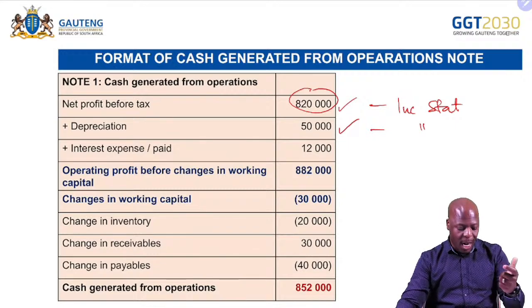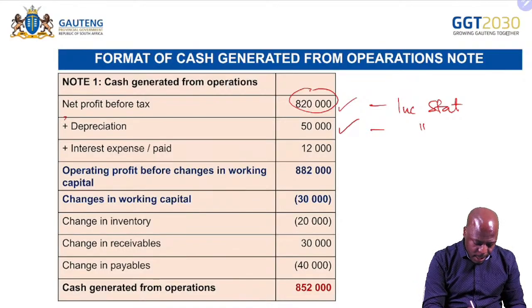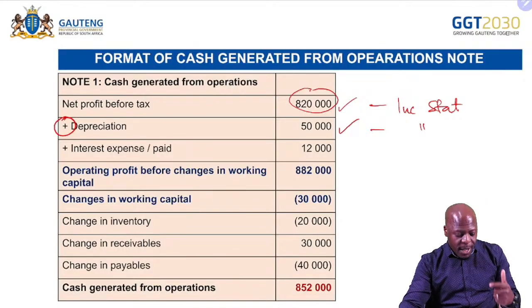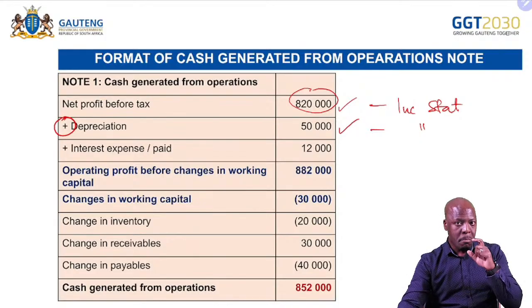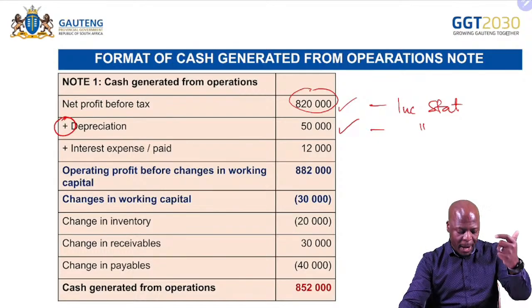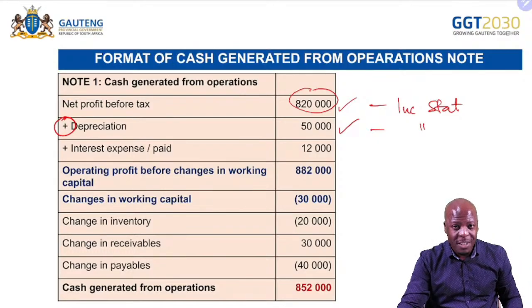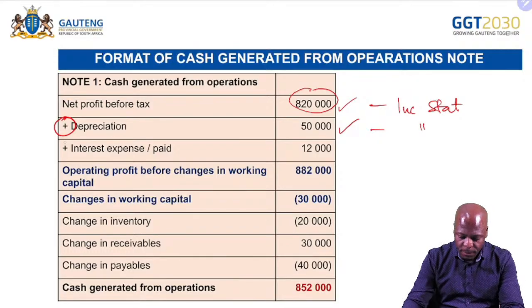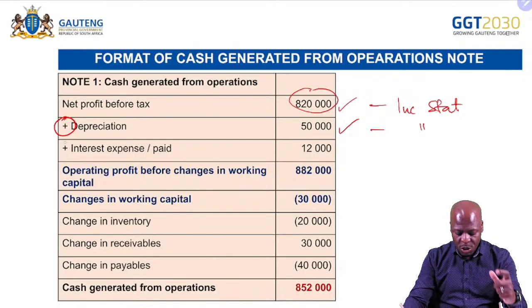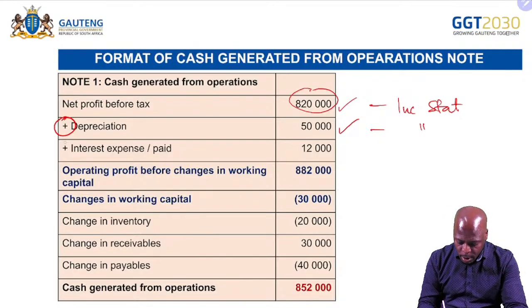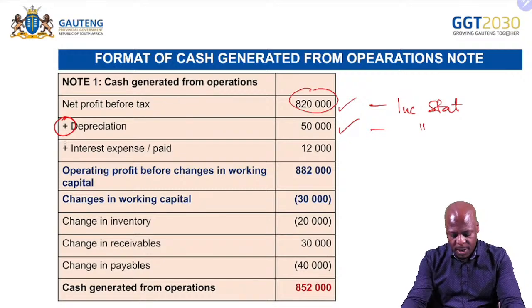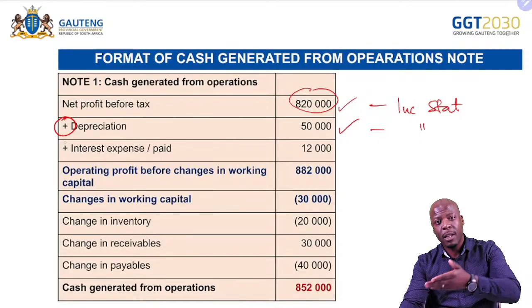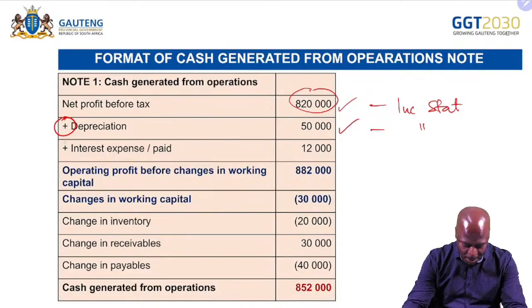So when I come to this note, I add back that depreciation, mainly because it is a non-cash expense. So I add it back to my net profit before tax. And the next item that I add back is interest expense. The reason being, the interest is going to be shown on the face of the cash flow statement. So I add it back so that I can show it on my cash flow statement properly.